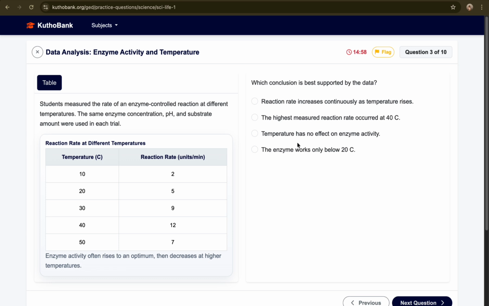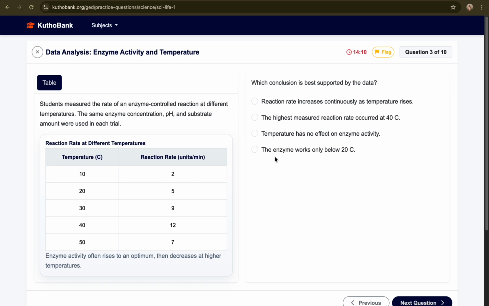However, let's check choice C and D as well. Choice C. Temperature has no effect on enzyme activity. But clearly, reaction rate changes as temperature changes. So temperature does affect enzyme activity. So this is wrong. The last choice, choice D. The enzyme works only below 20 degrees Celsius. But we can see reaction rate is still high at 30 degrees Celsius and 40 degrees Celsius. So the enzyme works above 20 degrees Celsius.